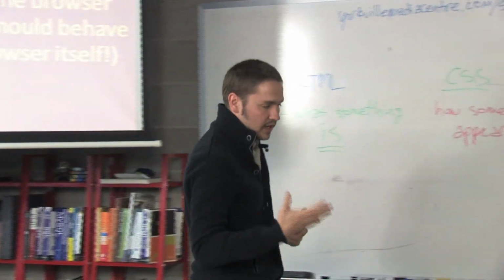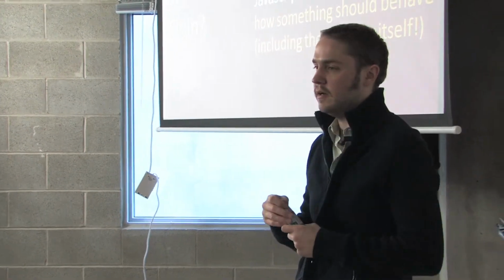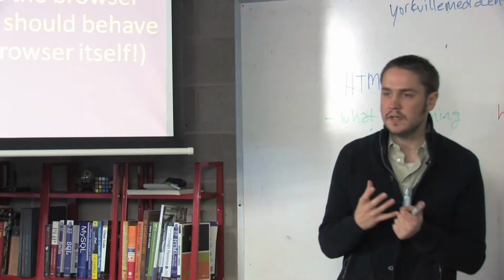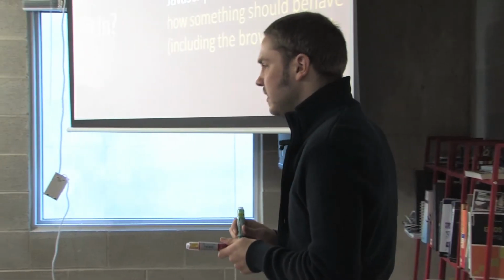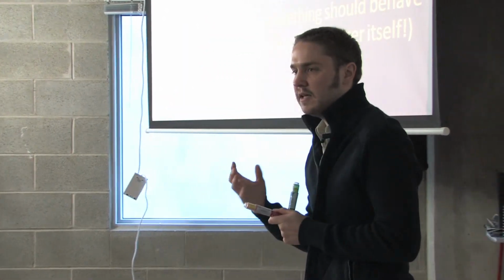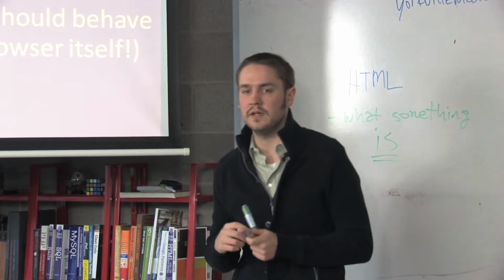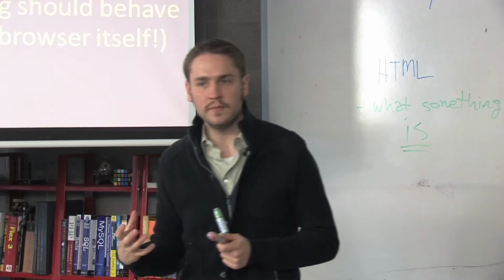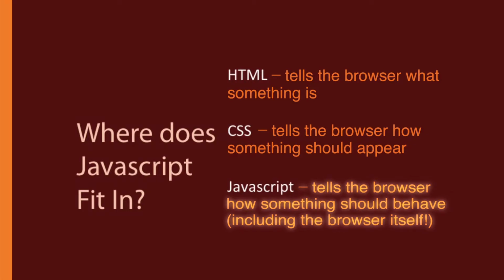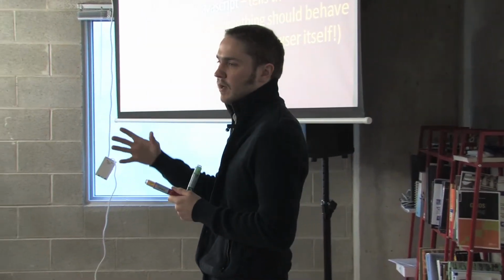We also want to take into account something that's become more and more of a factor as the years have gone on, which is how something behaves, and actions. That's a little sample of what JavaScript does. Any interface effect you've seen online, especially on social networking sites such as Facebook and Twitter, is generally governed by JavaScript. JavaScript tells the browser how something should behave, including the browser itself, so we can access aspects of the browser and tell it what to do.